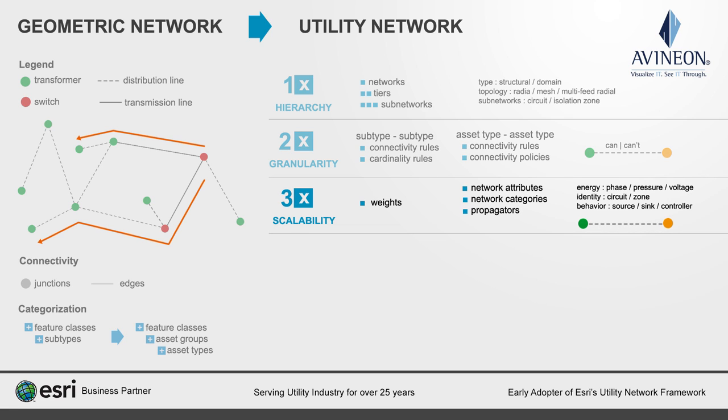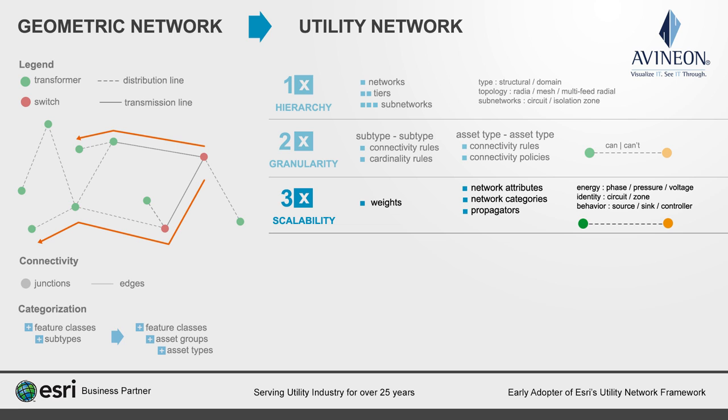So let us look at the differences. When tracing, the weights within geometric network provided the intelligence and cost of taking one path versus another. This capability is significantly expanded with network attributes in the utility network. Network attributes provide a scalable way to trace energy or resource flow, such as phase, pressure, or voltage, as well as recognize identity, such as circuit or pressure zone.